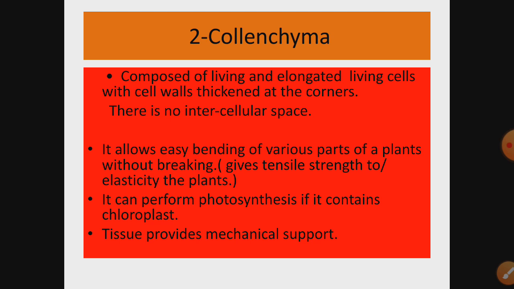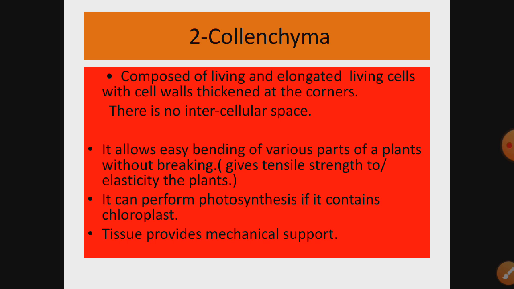And a very important function is that it permits easy bending of the plant parts. For example, in windy weather or storm conditions, you must have seen plants show easy movement, they move with the direction of the wind and they bend but they don't break. That happens because of the presence of collenchyma, because collenchyma gives mechanical strength to the plant. At the same time it provides tensile strength. Tensile strength means bending without breaking.